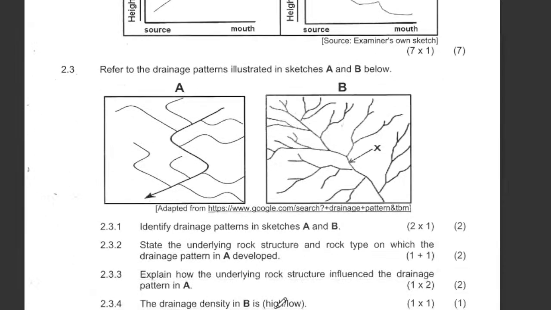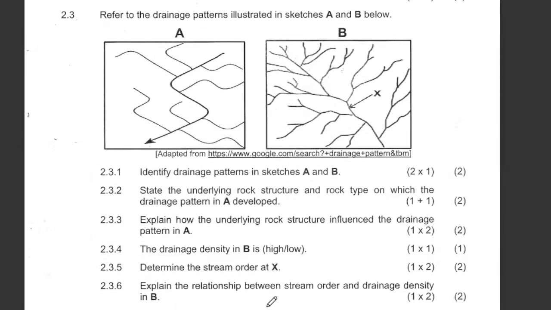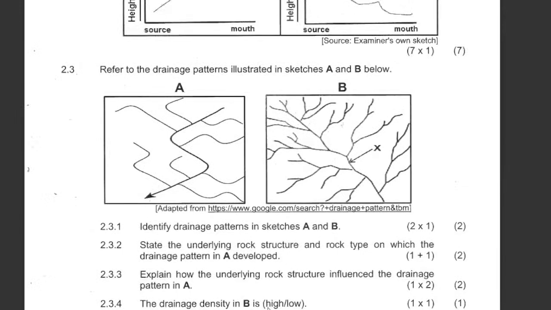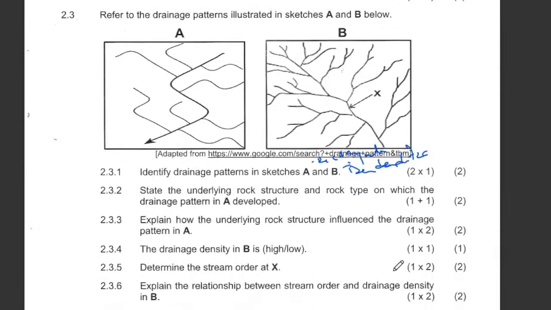Refer to the patterns illustrated in sketches A and B. Identify the drainage patterns that are represented in A and B. So A is the rectangular, B is the dendritic. The nature of the underlying rock type, the underlying rock structure, and the type. So A for A. Okay. The underlying rock structure, igneous.